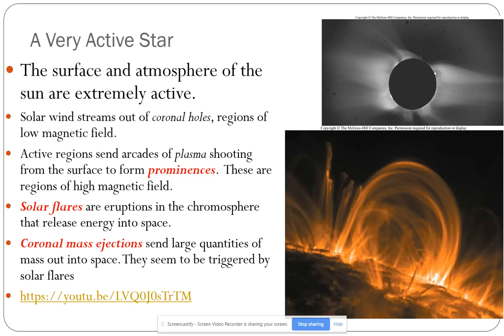And so where these things are coming out and going in are where the sunspots are. So there's one here and one here. So that's why they come in pairs.